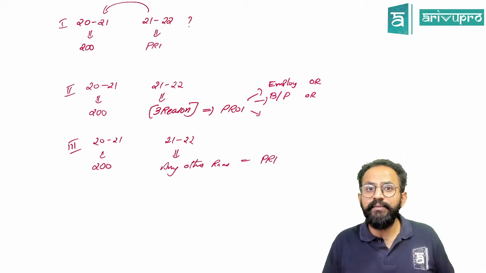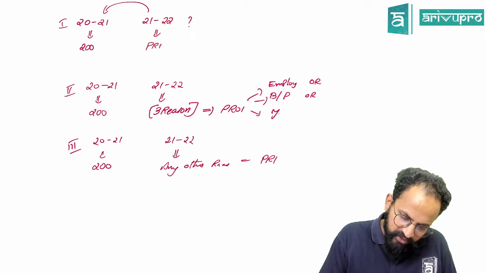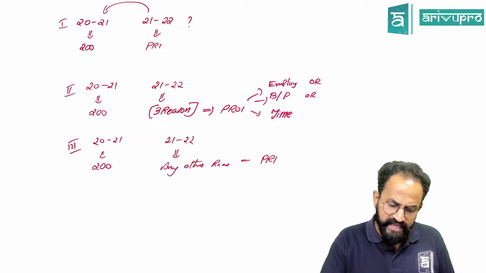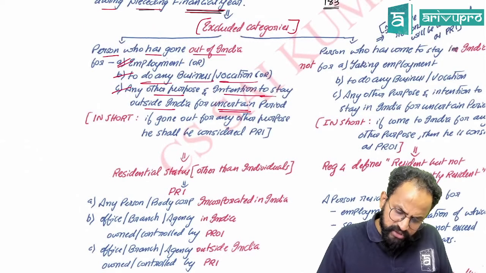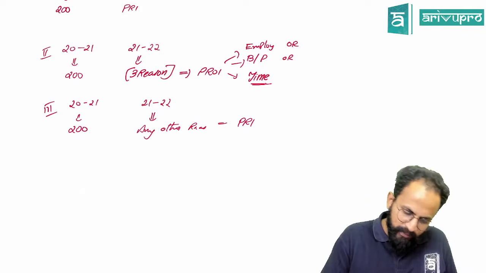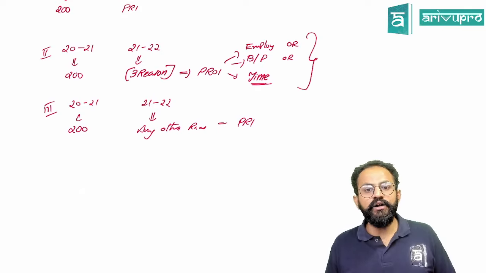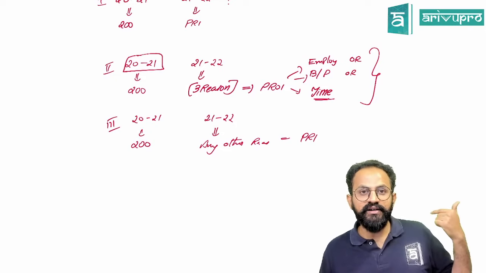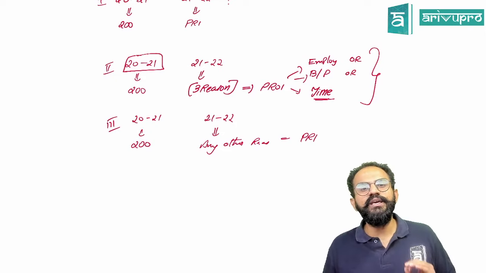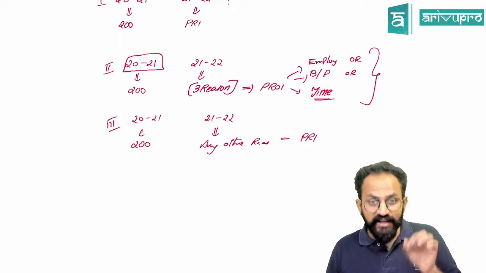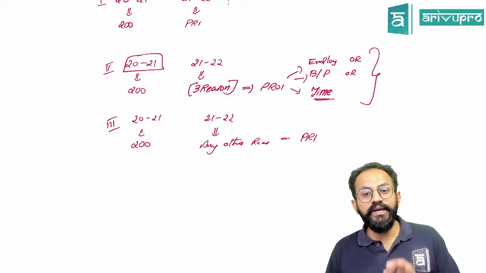You do not know what is the time you are going to stay. So people, when the time of stay there is uncertain, intention to stay outside India for an uncertain period. You have an intention to stay there for an uncertain period. The time you do not know. So people, if you have gone out of India in the current year for any of these three reasons, then even though you have been in India in the previous year, you will still be considered a PROI. If you have gone out of India for any other reason, then in the current year, you will be considered as PRI. Sir, give us an example.